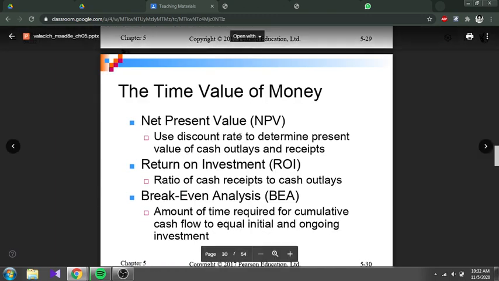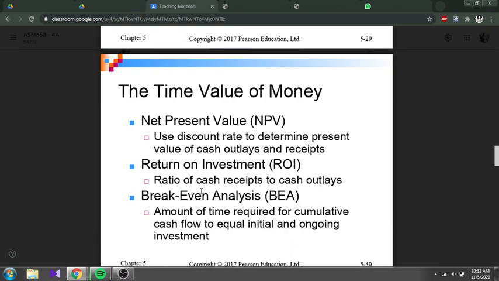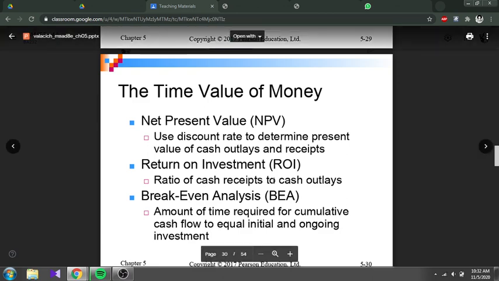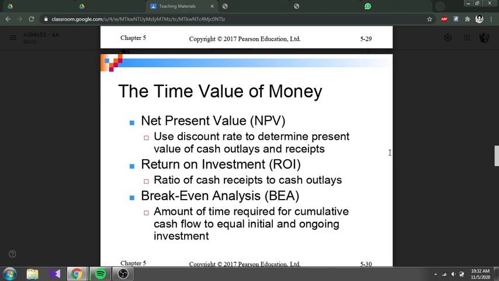I think you can read on this one, net present value, return on investment, ROI. I think most of you are familiar with this term. Okay, return on investment is the ratio of cash receipt to cash outlay. So meaning that what we have spent is what we got as the same value. It should be the same amount as what we have spent.